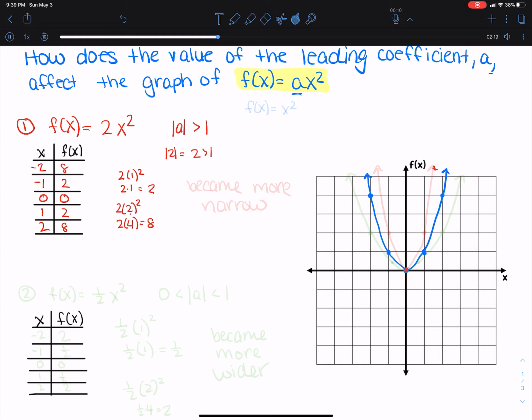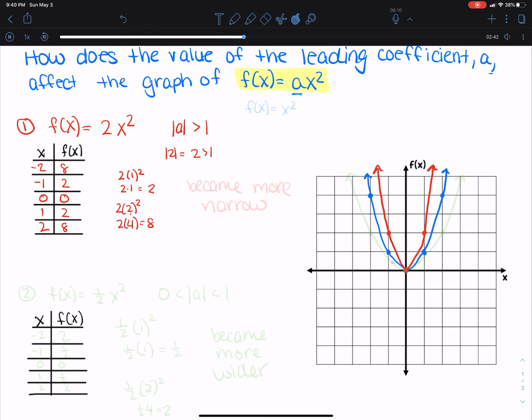So my vertex is the same. When my x is 1, my y is 2. And when my x is negative 1, my y is also 2. All right, so then the parabola is going to come up and curve just like this.